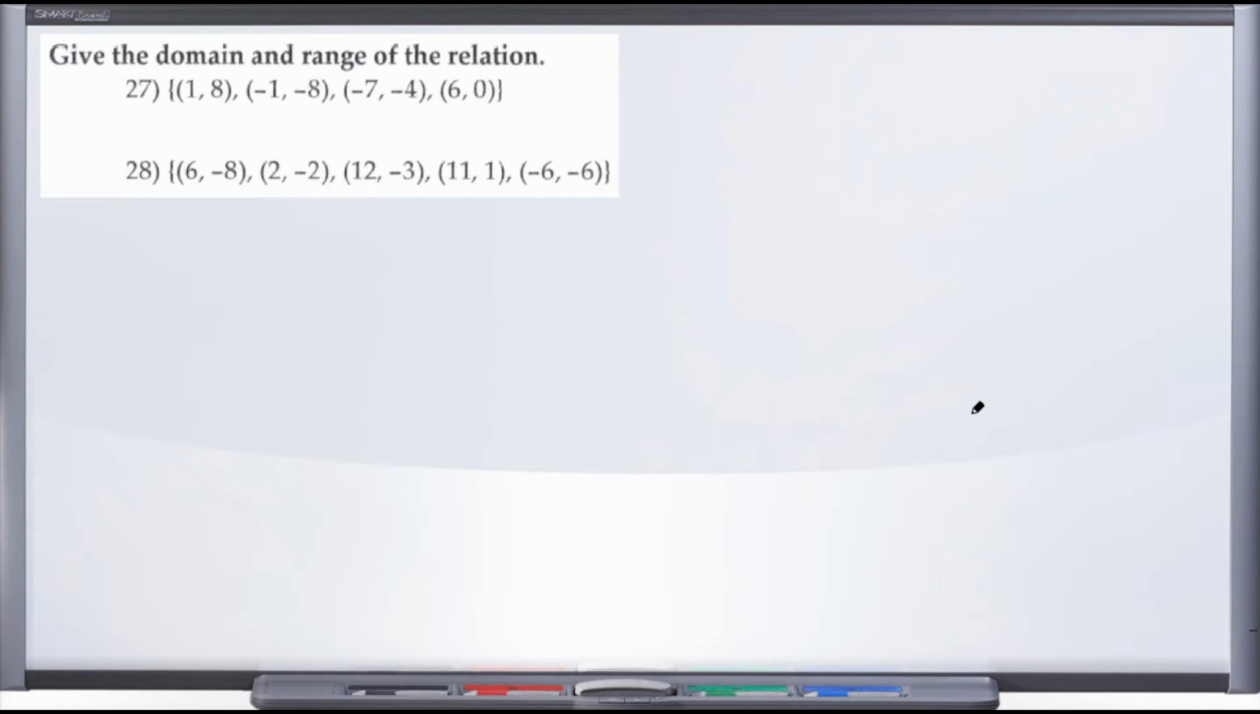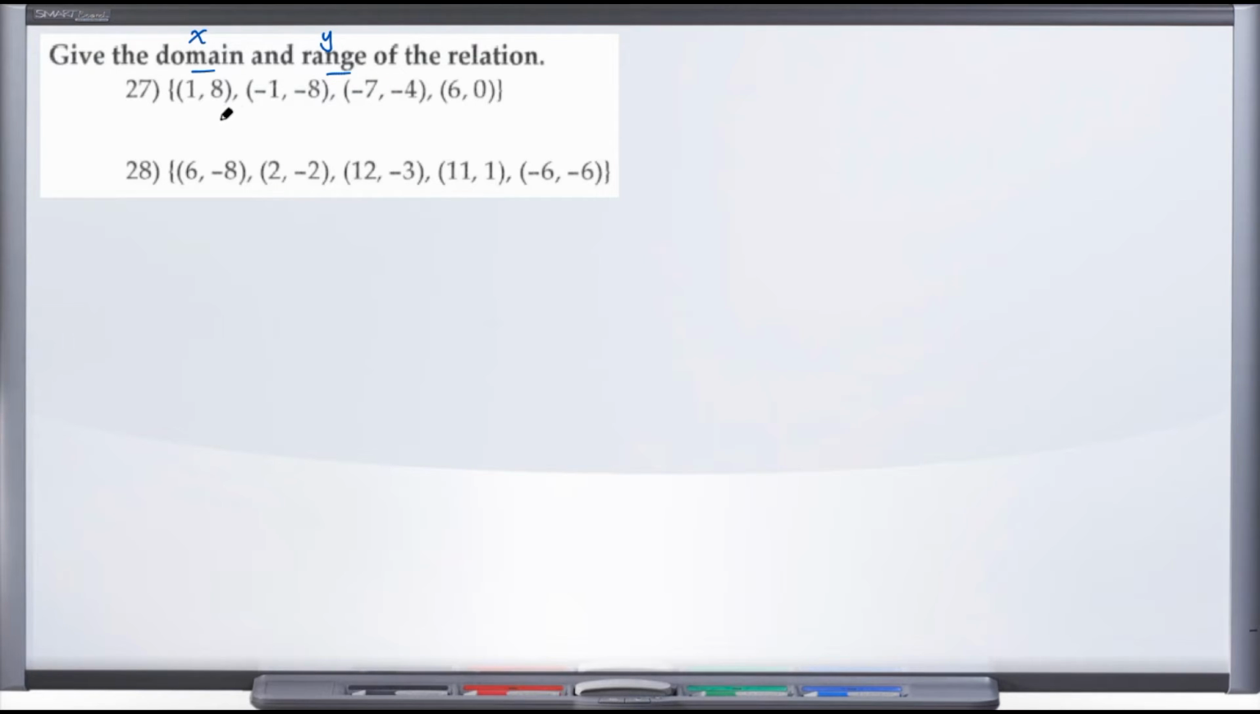All right, so taking a look here at number 27 and 28, these are another set of questions that are easy points on the test, just like 25 and 26. So make sure you really understand what it means when they ask you to give the domain and range of the relation. And you'll recall from class that when we're talking about domain, we're talking about the x values, and when we're talking about the range, we're talking about the y values.